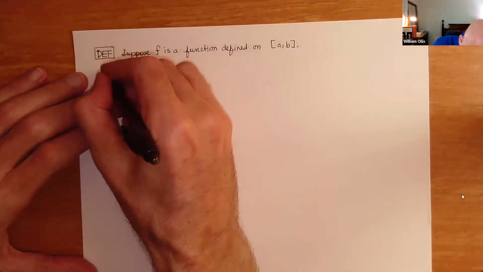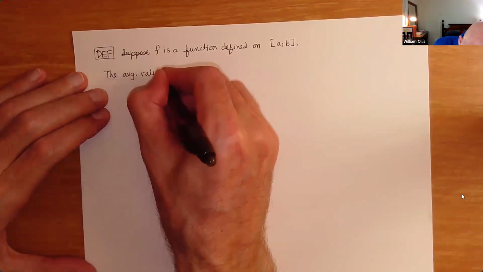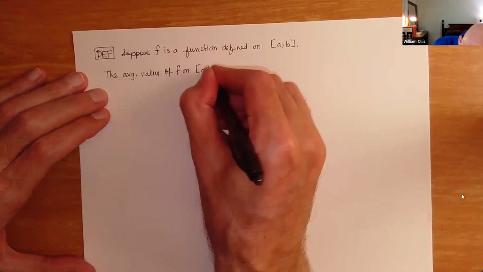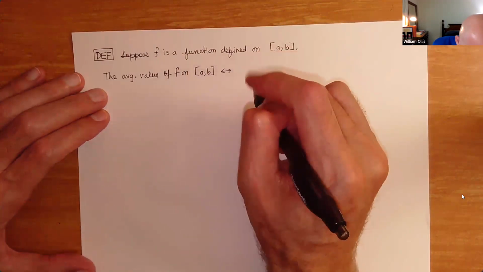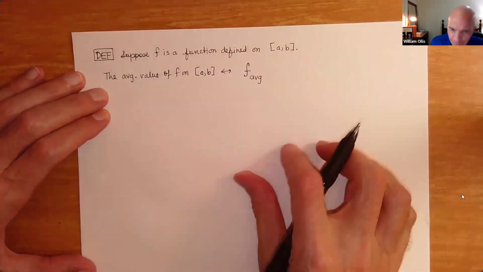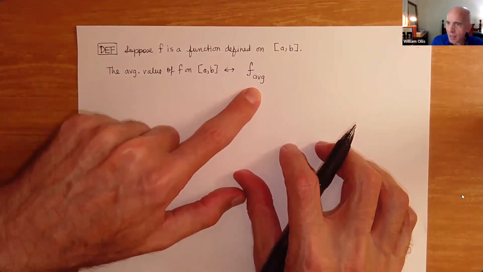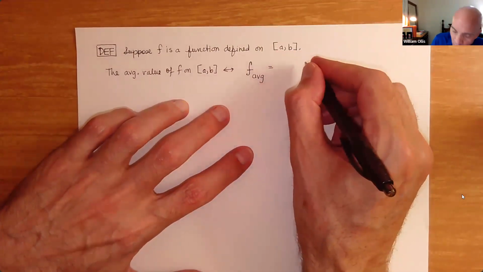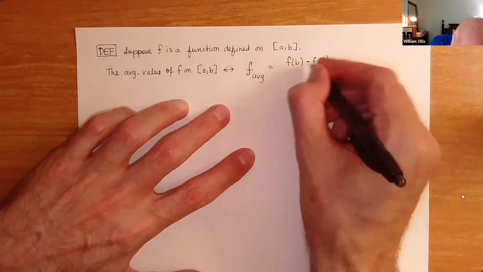So we'll say the average value of f on [a, b]. And sometimes we write it like this, f average. You're thinking, my goodness, if we have to write the average value of f on [a, b], can I just shortchange it to that? Yeah, let's do that. And we'll say this equals, and this is going to be the rise over the run. This will be f(b) minus f(a) divided by b minus a.